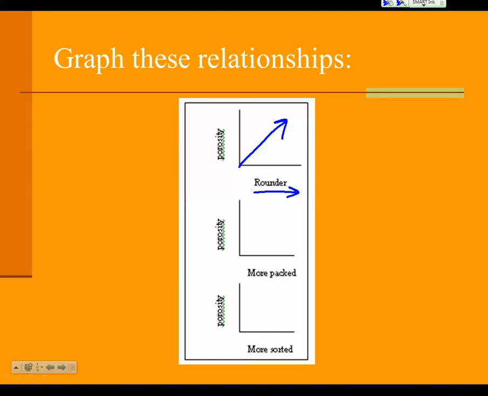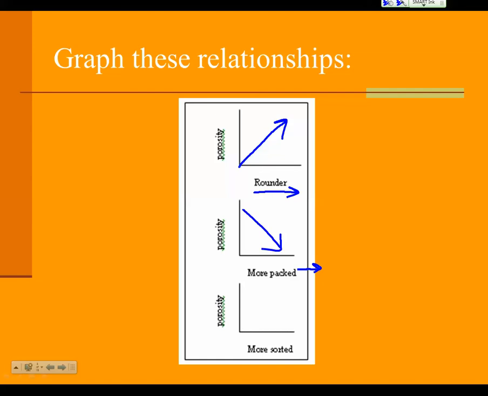Okay, packing. The more packed. So the more you pack the soil down, let's draw an arrow instead of a circle there. The more you pack that soil down, the less the pore space. So it's an inverse relationship.